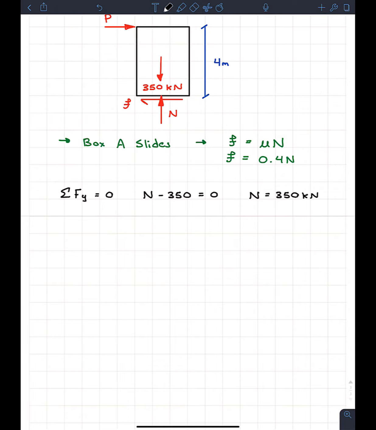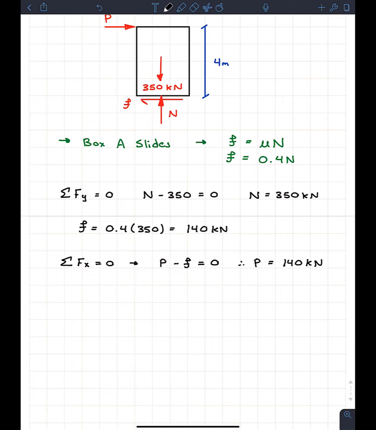And now that we know this, we can use our equation for friction to determine the friction, because friction is equal to 0.4 times the normal force, which we now know is 350. So when we throw all that in, what we get is the friction is equal to 140 kilonewtons. And now we can finish off everything by going sum of the forces in x is equal to 0. So this is just as easy as before, because we have P going to the right, we have friction going to the left, so P minus F, and that's it. So it's equal to 0. So therefore, P is just going to be equal to F, which is 140 kilonewtons.